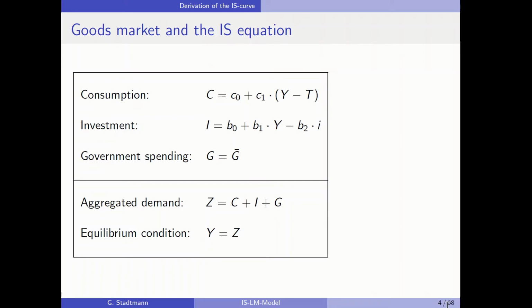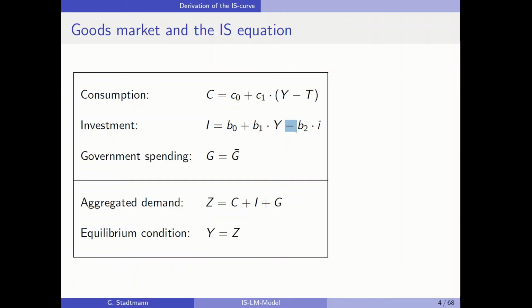Then we have the investment function, and here the investment function is adjusted. Investment depends on one autonomous component, B0. Then investment depends positively on GDP. So in case GDP increases, investment increases. There is a positive sign in front of this parameter B1. And then investment also depends negatively on the interest rate. In case the interest rate increases, investment decreases. And this is a new element. This is especially new here in Chapter 5.